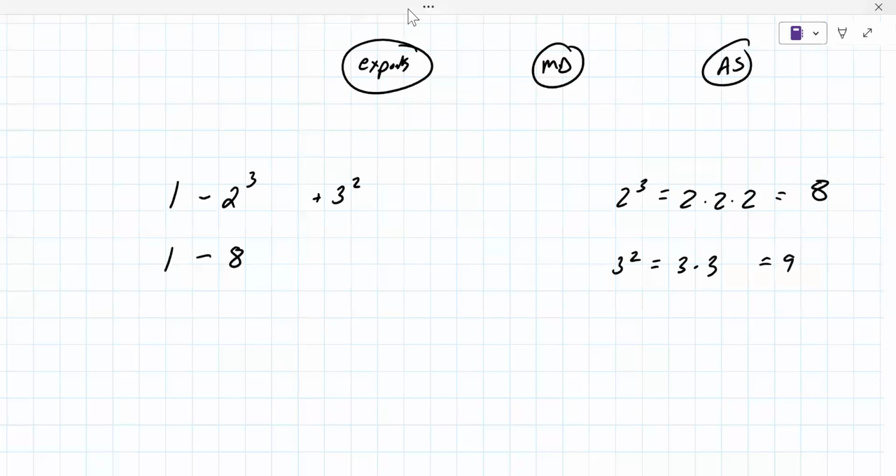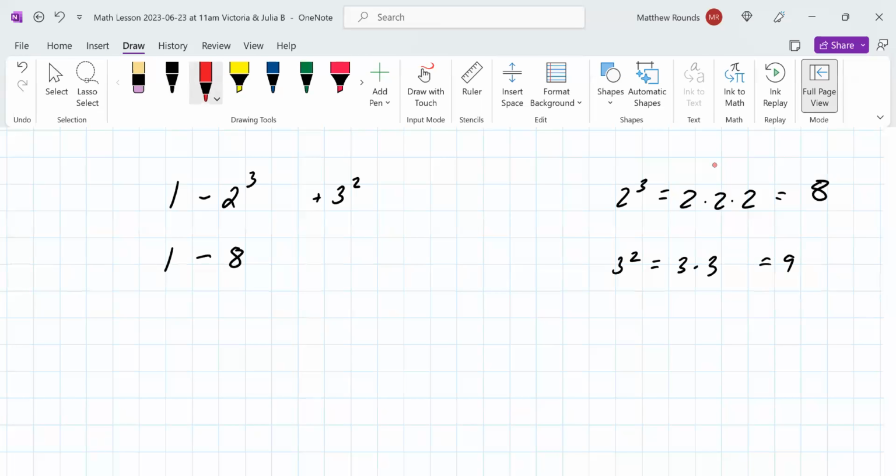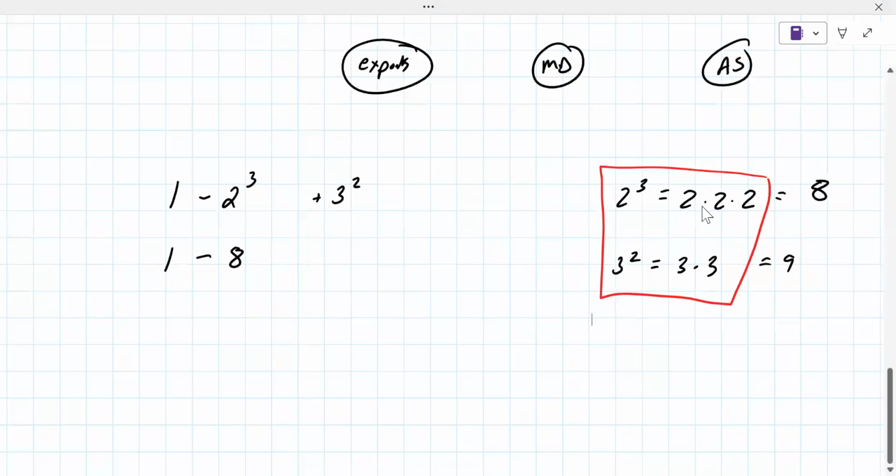But I want you to stare real hard at the difference in these. 2 cubed means 2 times 2 times 2, three times. 3 squared means 3 times 3, two times. Okay. So yes, this is +9. And now you just have addition and subtraction, so you do them in the order you see. Give that a try, please.